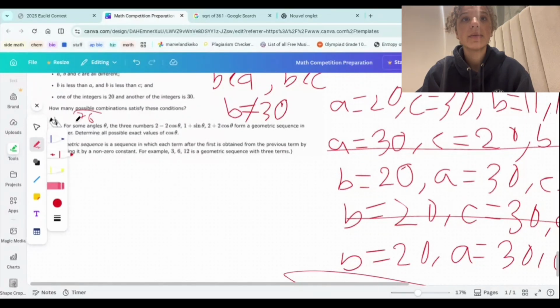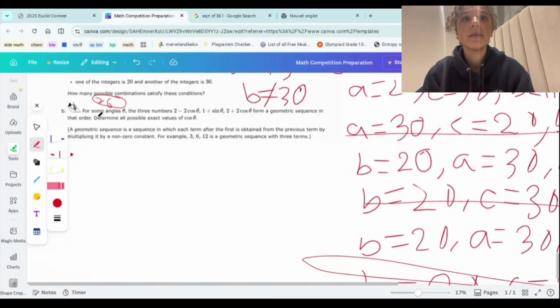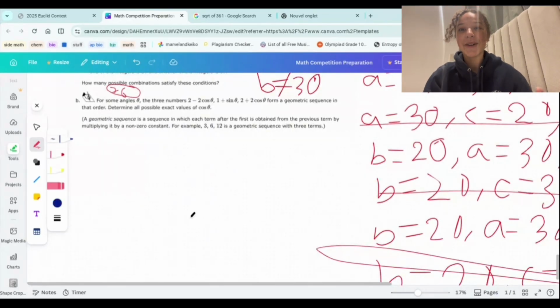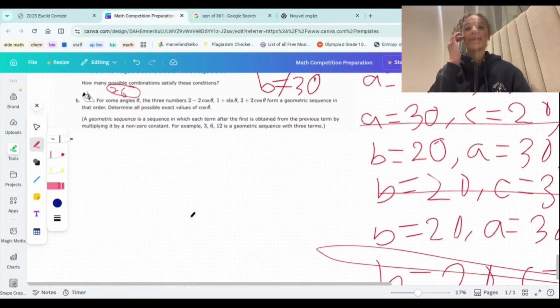Who knows? Okay. Angles, trigonometry. So much nicer, hopefully. For some angles theta, the three numbers 2 minus 2 cos theta, 1 plus sine theta, and 2 plus 2 cos theta form a geometric sequence in that order. Determine all possible exact values of cos theta.